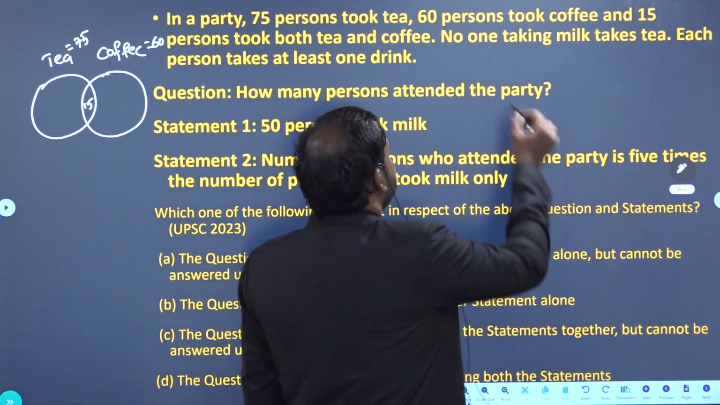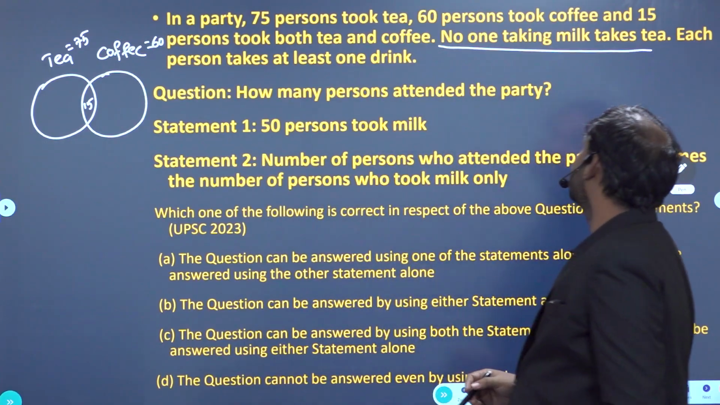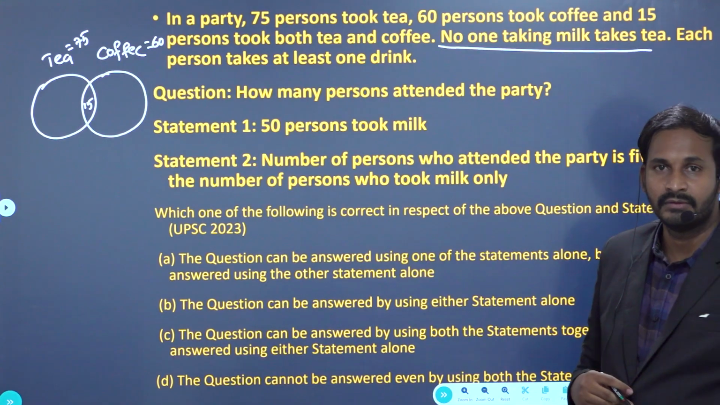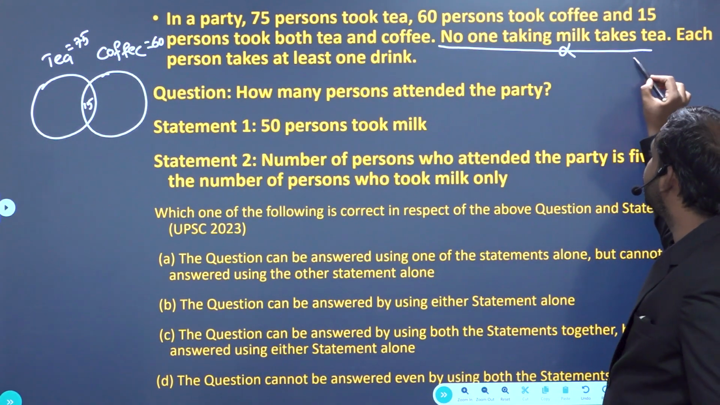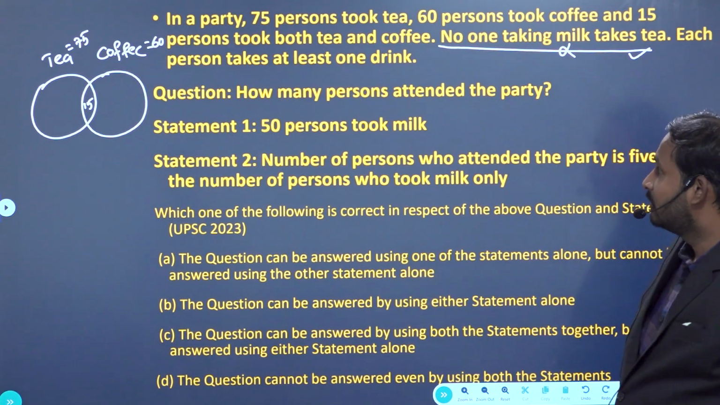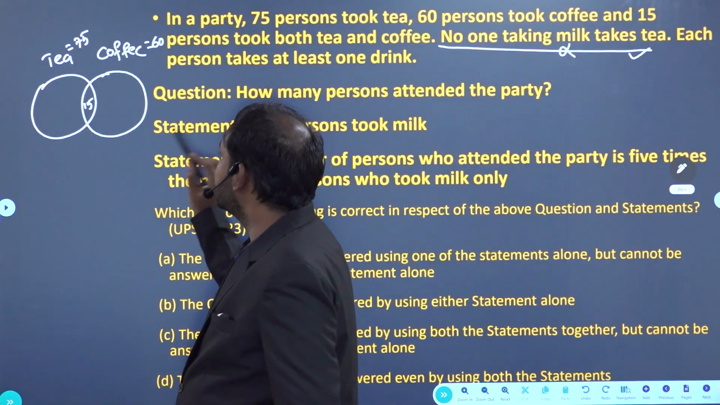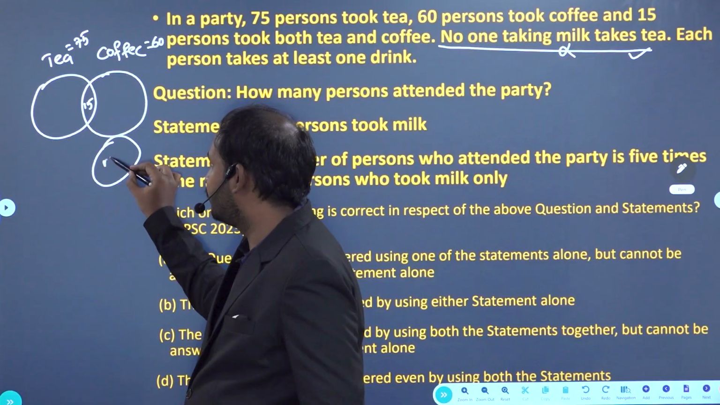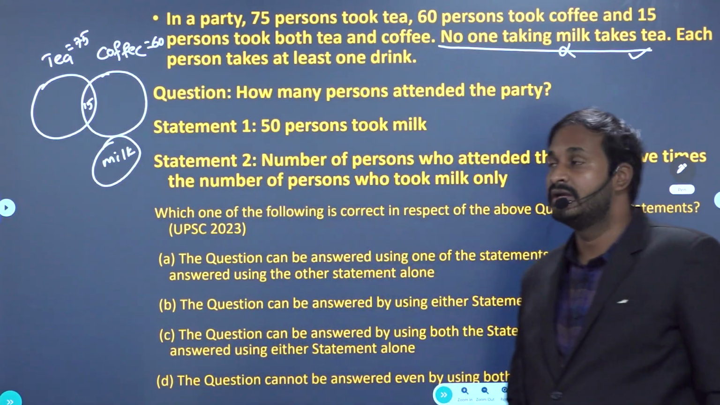What does it mean? No one taking milk takes tea. It means the persons who are taking milk are not taking tea. But in the question, nowhere do they say that no one takes coffee and milk together. So there is one more group, milk, for us. It may or may not intersect with coffee, from the given question.